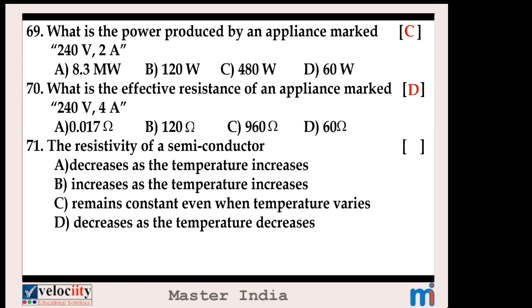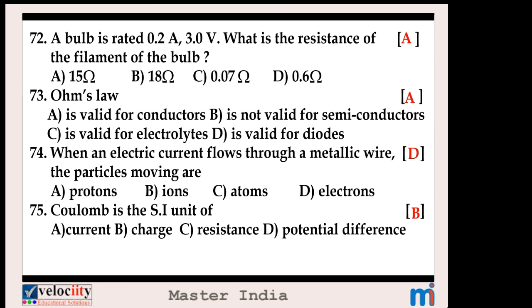71. The resistivity of semiconductor A. Decreases as the temperature increases, B. Increases as the temperature increases, C. Remains constant even when temperature varies, D. Decreases as the temperature decreases. Option A. Decreases as the temperature increases.